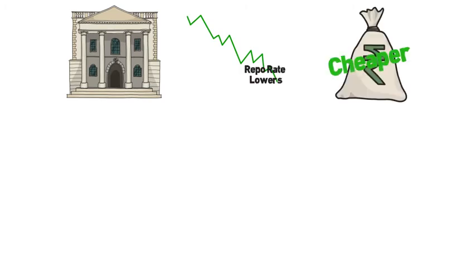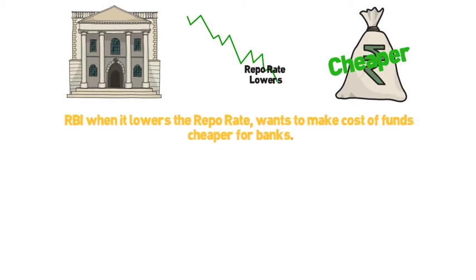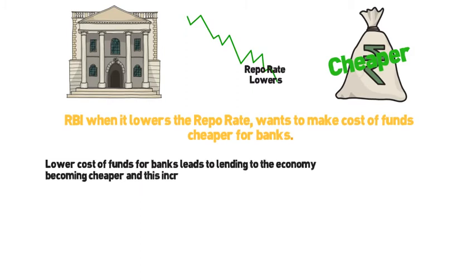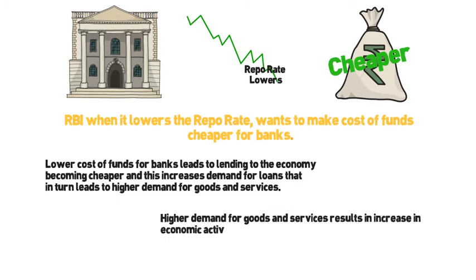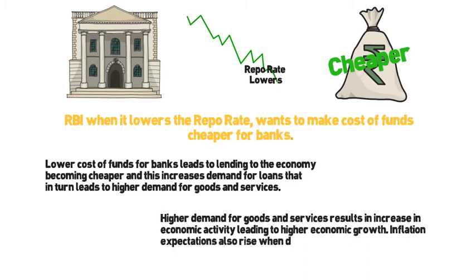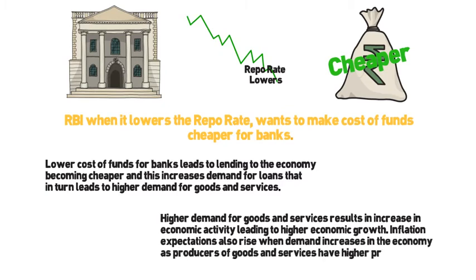When RBI lowers the repo rate, they want to make the cost of funds cheaper for banks. A lower cost of funds for banks leads to lending to the economy becoming cheaper, and this increases demand for loans, which in turn leads to higher demand for goods and services. Higher demand for goods and services results in an increase in economic activity, leading to higher economic growth. Inflation expectations also rise when demand increases in the economy, as producers of goods and services have higher pricing power.